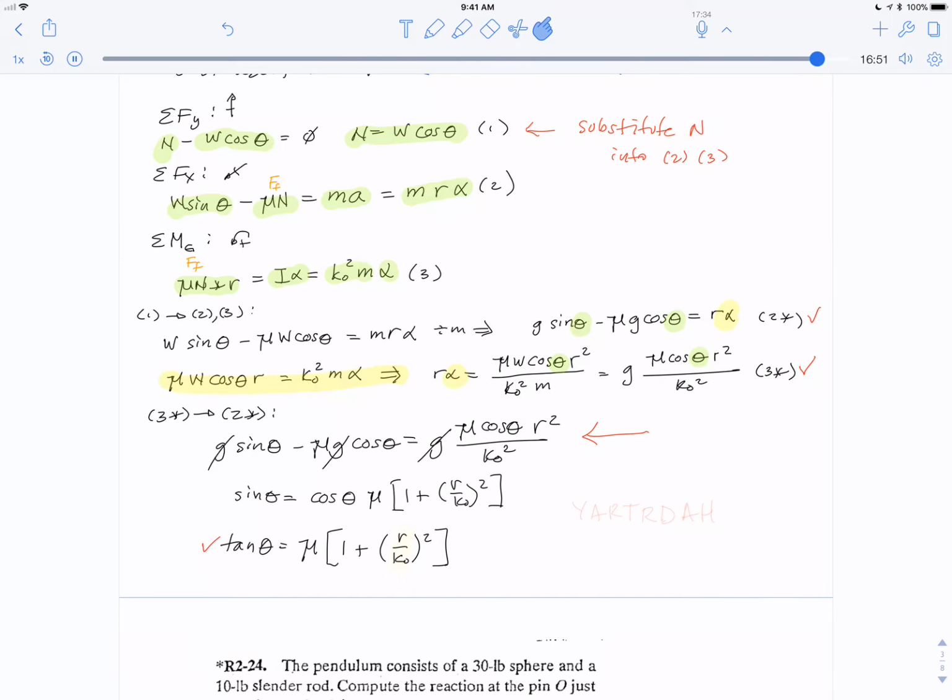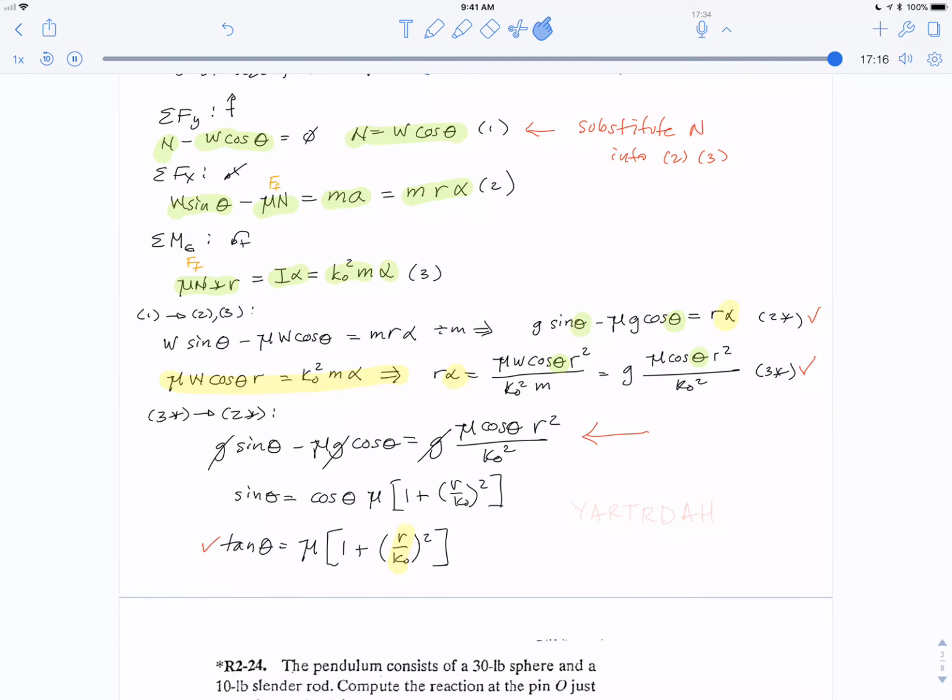Now, just a comment about the solution. In statics, if you remember, for it to start slipping, tangent theta had to be mu. But because of this rolling, you have this extra R divided by the radius of gyration squared on that, so it has to be a little steeper to make it slip and roll. But that's that problem.